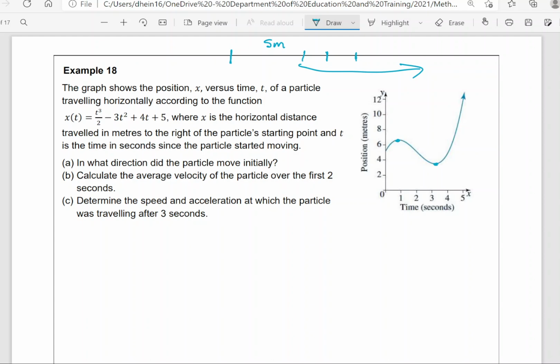So we're asked, in what direction did the particle move initially? So when we started timing, which direction was it going? Well, it was starting at 5, and then it went towards 7. So it's going towards the right.